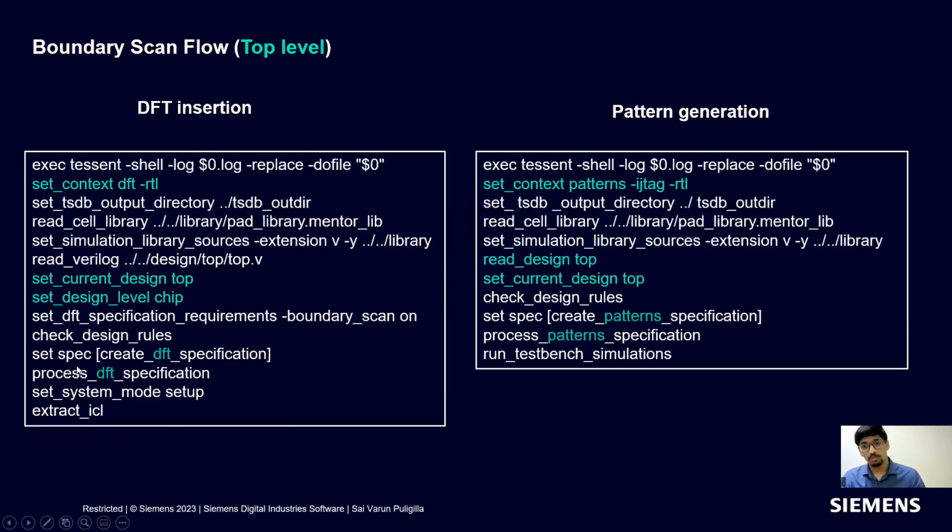And the difference between the patterns and the DFT insertion is that here we create the DFT specifications, and there we create pattern specifications. And in the DFT insertion, we read the Verilog file, the .v file, whereas in the pattern generation, we just read the design name, and then we can set the current design. And the context would be patterns in the pattern generation, and in the DFT insertion, it's DFT. So this is about the Tessent Shell commands, how we used them.